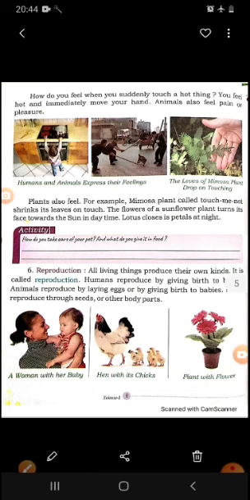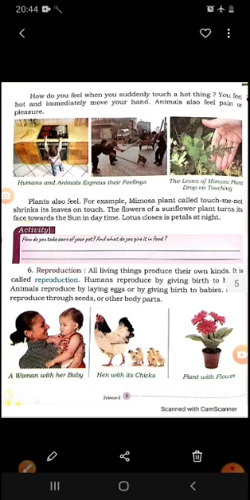Now, let's continue with the chapter. I hope all the above characteristics are clear to you. So, let's continue. The next characteristic of plants and animals is reproduction. Now, what is reproduction? It means giving birth of the same kind or species.